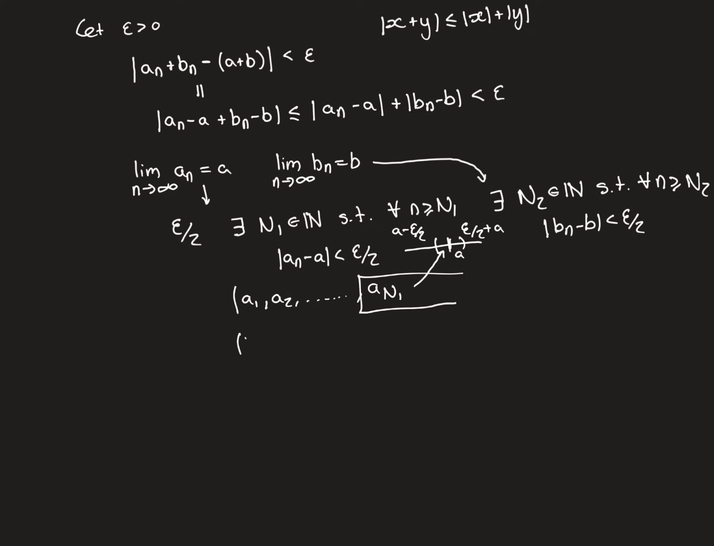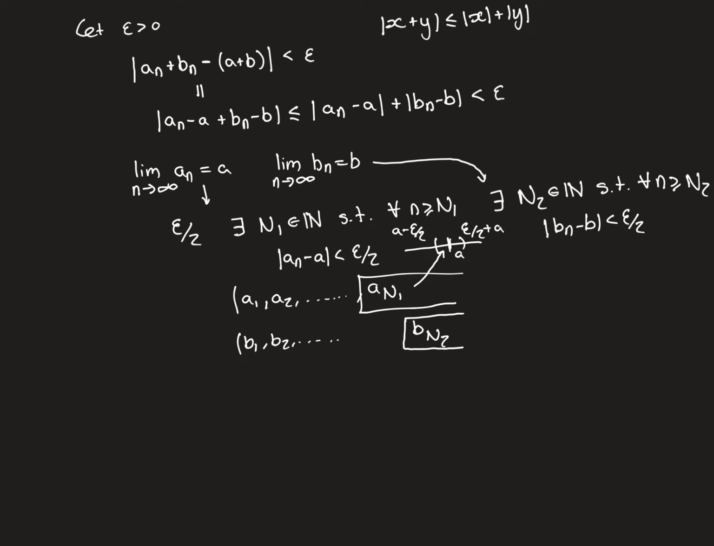Likewise for the sequence B, we've got B1, B2, and then we go all the way up to B N2. Now, I'm saying in general N1 is not going to be equal to N2, so one of them is going to be bigger than the other. For the sake of the picture, I'm assuming it's the N2 one that is bigger than the N1 one. However, in general, it could have been the N1 one that is bigger than the N2 one. But one of them is going to potentially be the biggest. Either that or they're actually equal to each other. But in general, one is going to be bigger than the other.